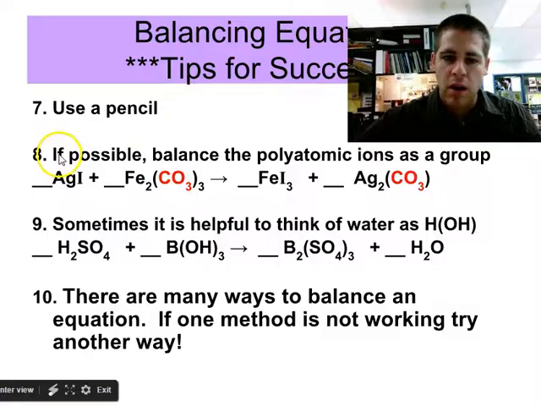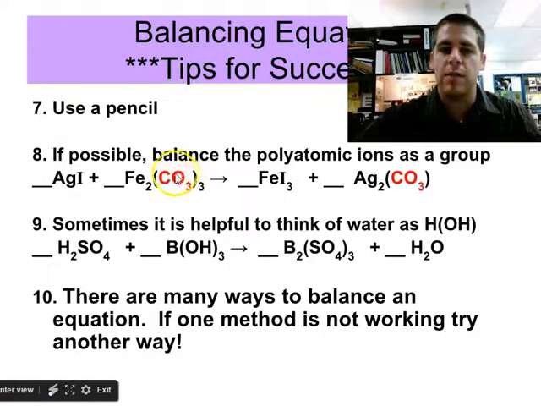All right, and this is a big tip. This is a really good tip. Whenever you see a polyatomic ion, so CO3 carbonate is a polyatomic ion in this case, and notice that it's still carbonate on the other side, right? So it's staying together as a group. You can balance that as a group, right?